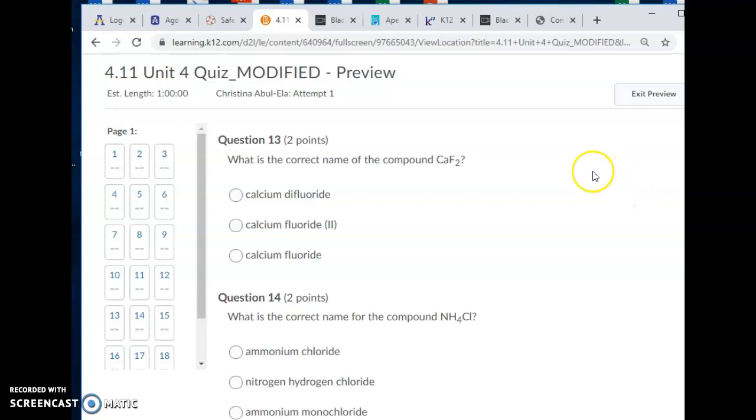Question 13. What is the correct name for CaF2? Calcium difluoride, calcium fluoride 2, or calcium fluoride. Let me read those again. Calcium difluoride, calcium fluoride 2, or calcium fluoride.